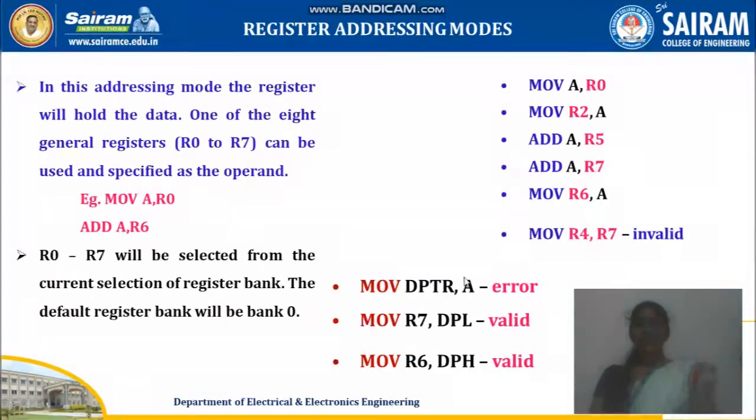For example, this is an error: MOV DPTR, A. Why? Because the accumulator is an 8-bit register, whereas DPTR is a 16-bit register. You cannot move the content of an 8-bit register to a 16-bit register, so it is an invalid instruction. Whereas MOV R7, DPL is valid, since DPL is an 8-bit register; the content of DPL is moved to the R7 register. These are a few instructions that represent register addressing mode.